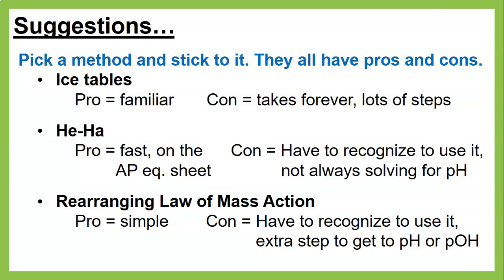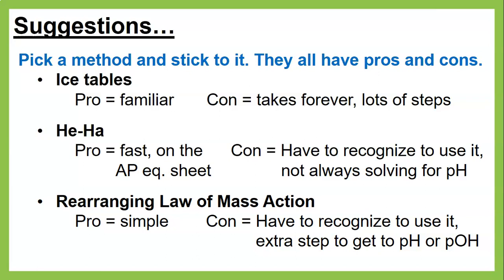And then the other way I like to do it is just rearranging that law of mass action. I find that to be very simple. I find it to be very straightforward. The con is that you have to recognize it. And then if you are trying to get pH or pOH, then it's one more step. Whereas if you're trying to solve for pH, Henderson-Hasselbalch already gets it to you in one step. So, kind of a pick your poison, right? You decide what works best for which practice problems.